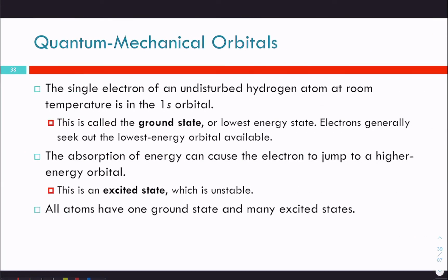So the single electron of an undisturbed hydrogen atom, so one single hydrogen atom hanging out by itself at room temperature, that electron is in the 1s orbital. It's called the ground state, or the lowest energy state. And generally, electrons will try to be in the lowest energy state possible.